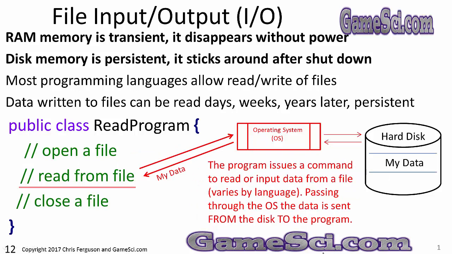Reading the file. This is sort of a two-way command. We send the request to read the file, and the information from the file comes back. Notice how the arrows go in both directions. So the request is made to read the file. If the data can be read, it's read and sent back through the operating system to the computer program. The program issues a command to read or input data from the file. Again, it varies by language. Passing through the operating system, the data is sent from the disk to the program.